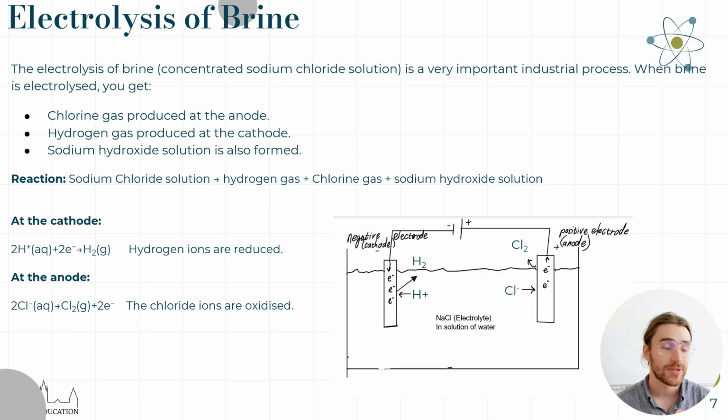And finally, we're going to be looking at the electrolysis of brine. Now, brine is a very salty liquid, and the electrolysis of it is going to be producing chlorine gas, hydrogen gas, as well as sodium hydroxide. So how this works, we're going to have sodium chloride in a solution of water. We're then going to electrolyze this. What this is going to do is break up the sodium chloride.